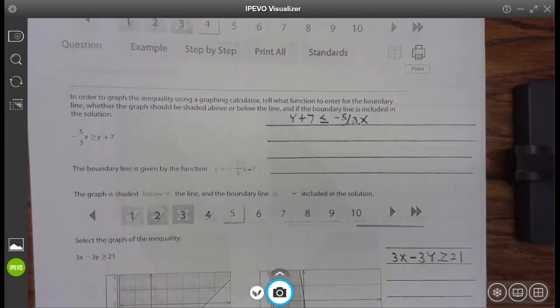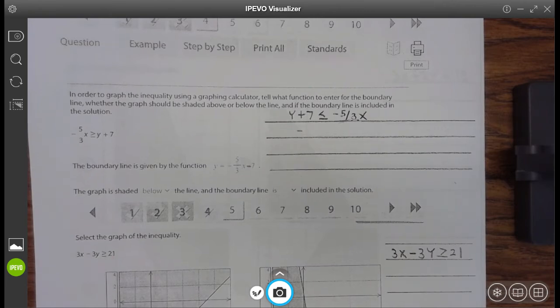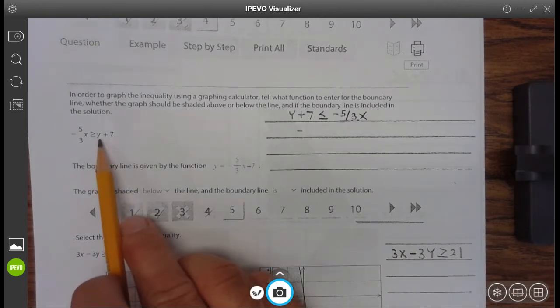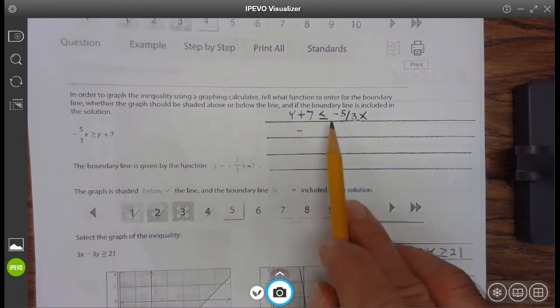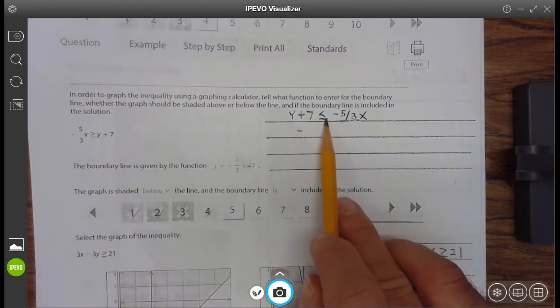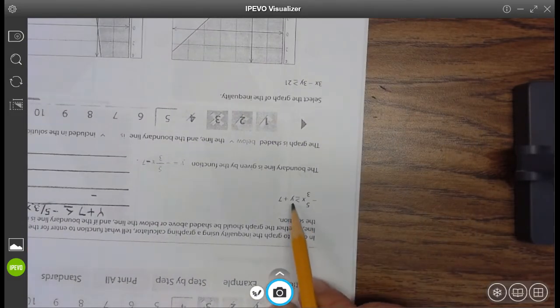All right. In order to graph the inequality using a graphing calculator, tell whether the function to enter for the boundary line, whether the graph should be shaded above or below the line, and if the boundary line is included in the solution. So the first thing we need to do is solve for y. First off, we want to put y on the left side. So we're going to put y plus 7. Now, technically, the inequality is pointing to the y, so I didn't flip it. I'm just rewriting this so it's correct. And I'll prove it to you if I just flip the paper over. Technically, that is y less than, okay?